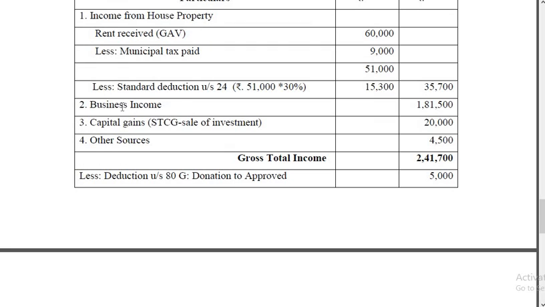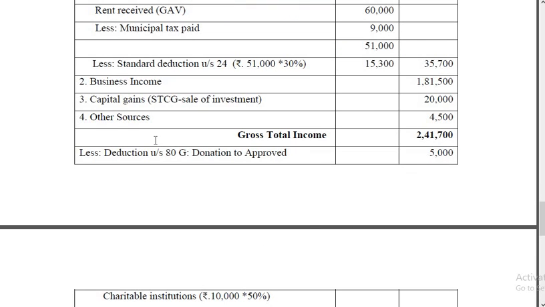35,700. Okay. Business income already we have computed in the previous stage, 1,81,500. Capital gains are 20,000, short-term capital gain. There are two types of capital gains, short-term capital gains and long-term capital gains. In this problem, you have got only short-term capital gains. And income from other sources, dividend from cooperative society, will be 4,500. Together, gross total income is 2,41,700.